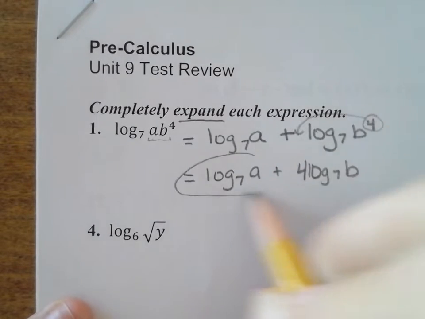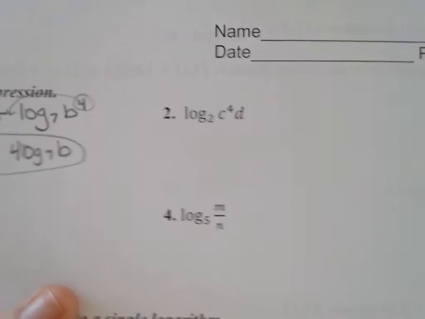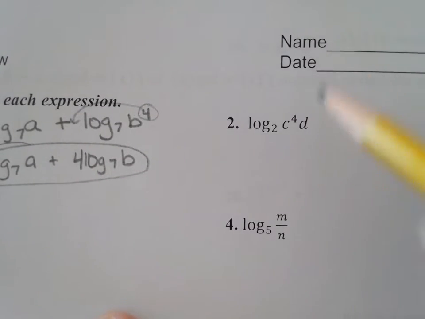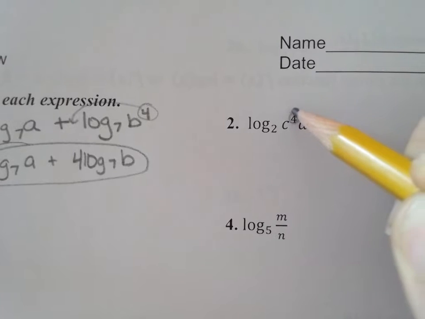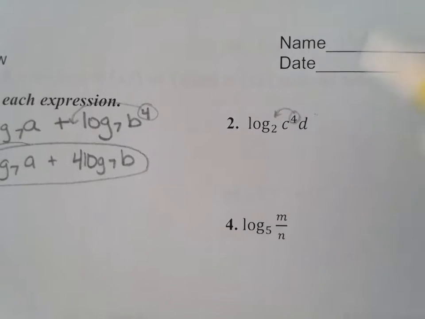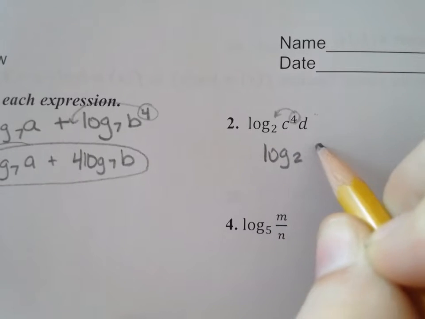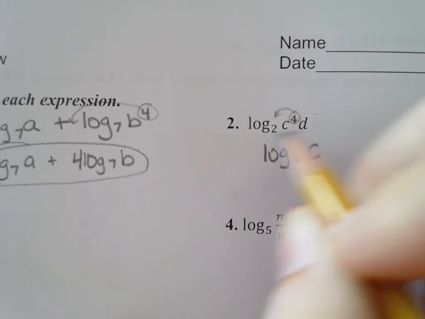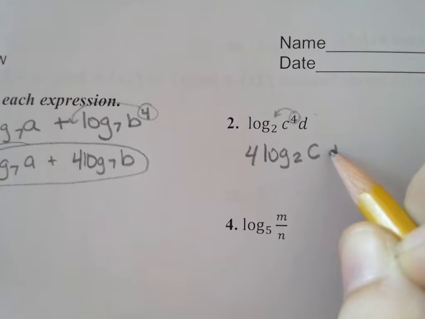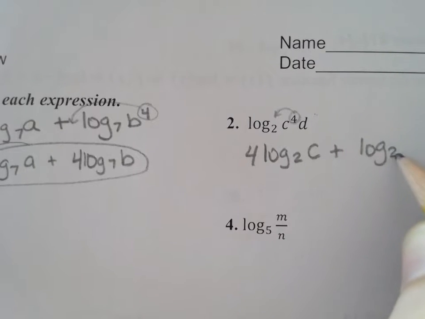Final answer. Over here, same thing, except since this is an exponent, it's going to have to come down. So my final answer here is log base 2 of C to the 4th, but that 4 is going to come down here, plus log base 2 of D.